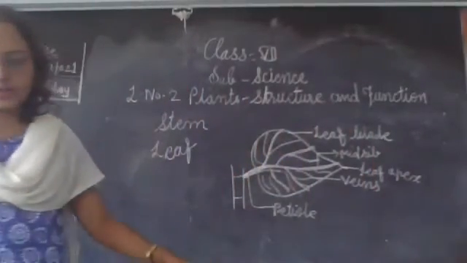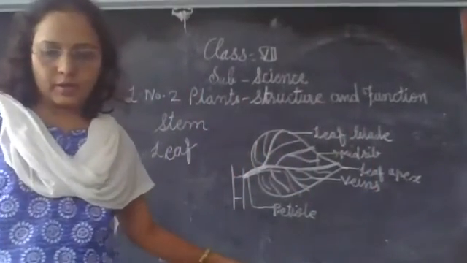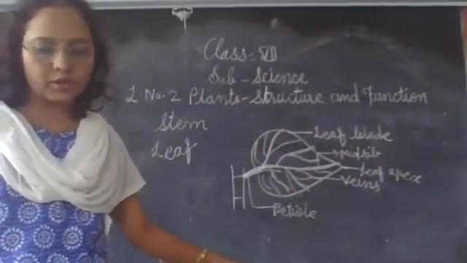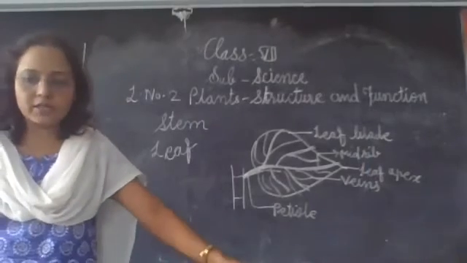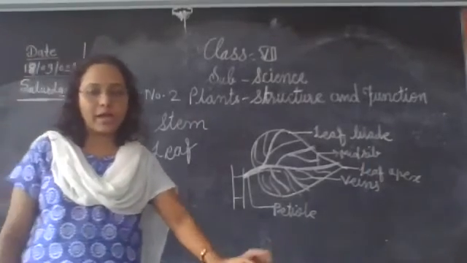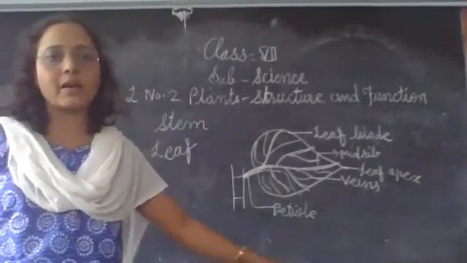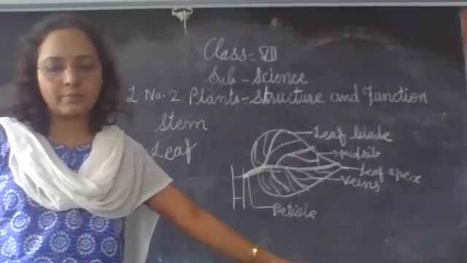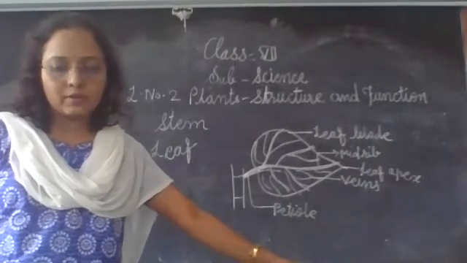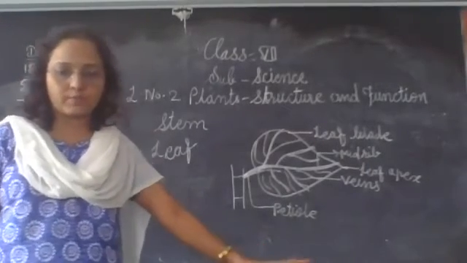Leaf apex. It may be tapering, pointed, or rounded. In some plants, they are tapering. In some plants, they are pointed. And in some plants, they are round in shape.